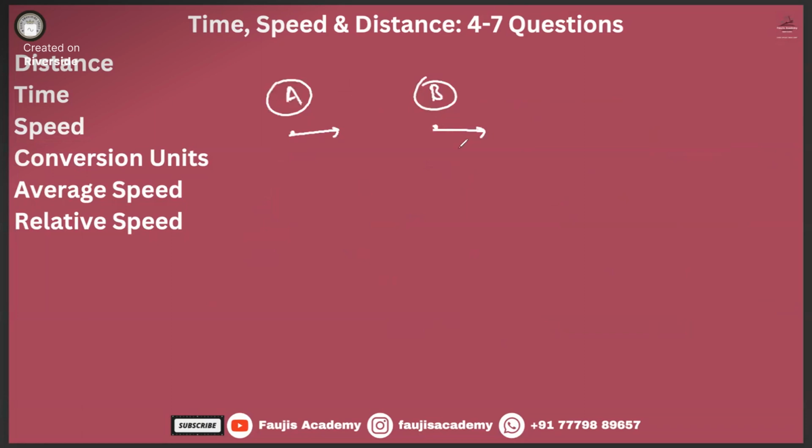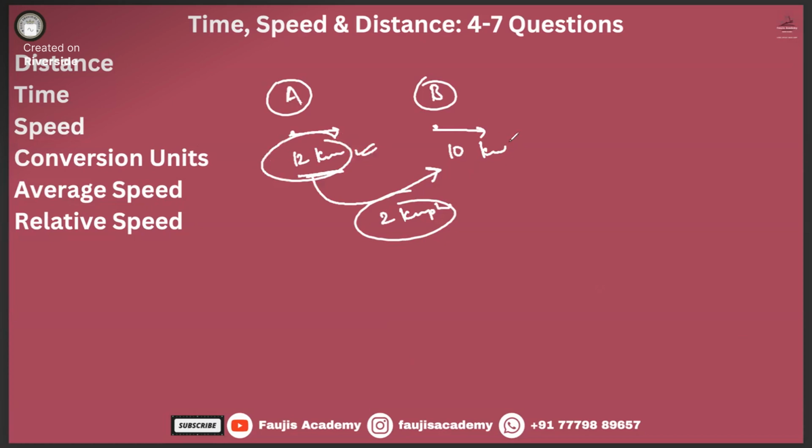Let's say one person is running at the speed of 10 kmph and the other person is running at the speed of 12 kmph. So basically what I mean to say is that person A is chasing down person B at the speed of 2 kmph, right? Because 12 kmph is more than 10 kmph. So eventually A will overtake B at some point of time.